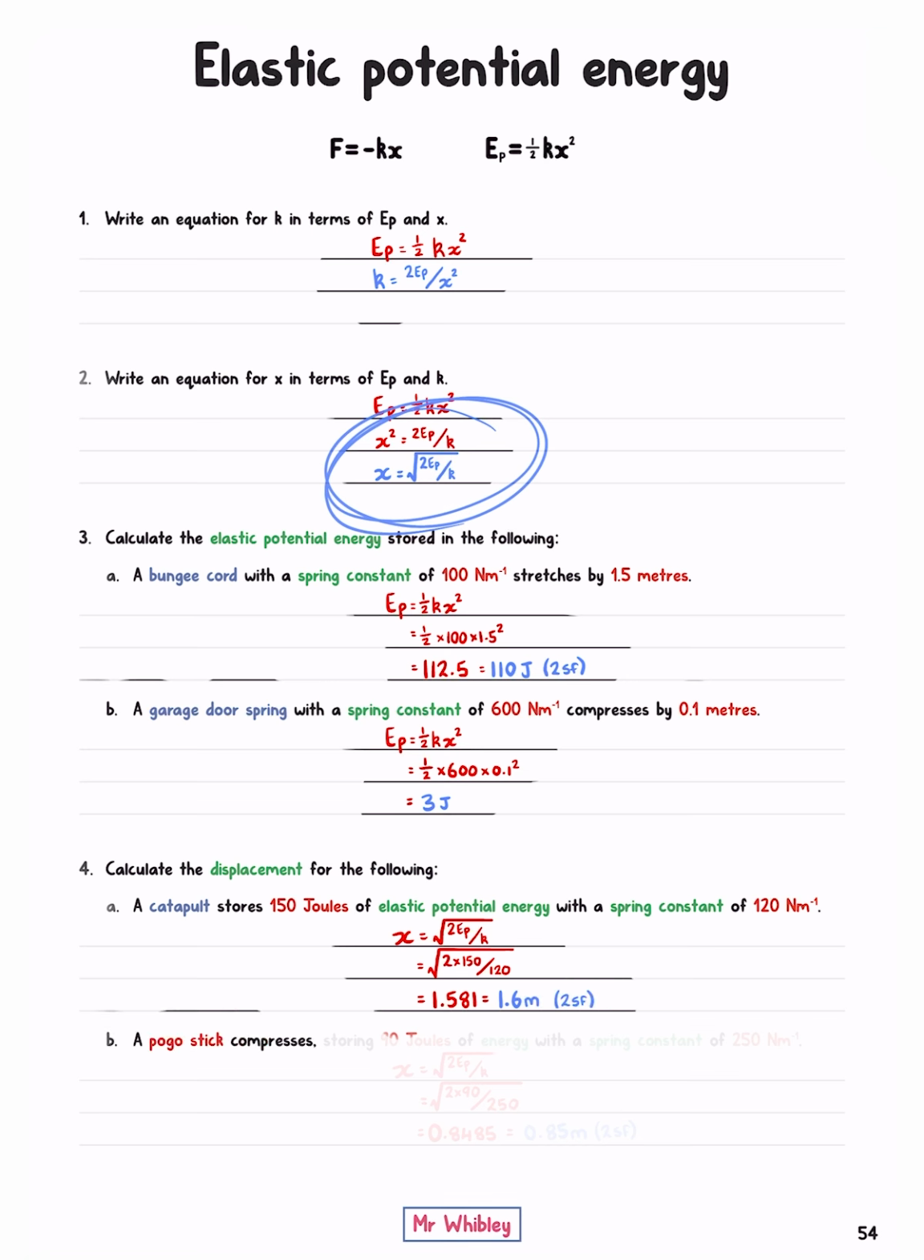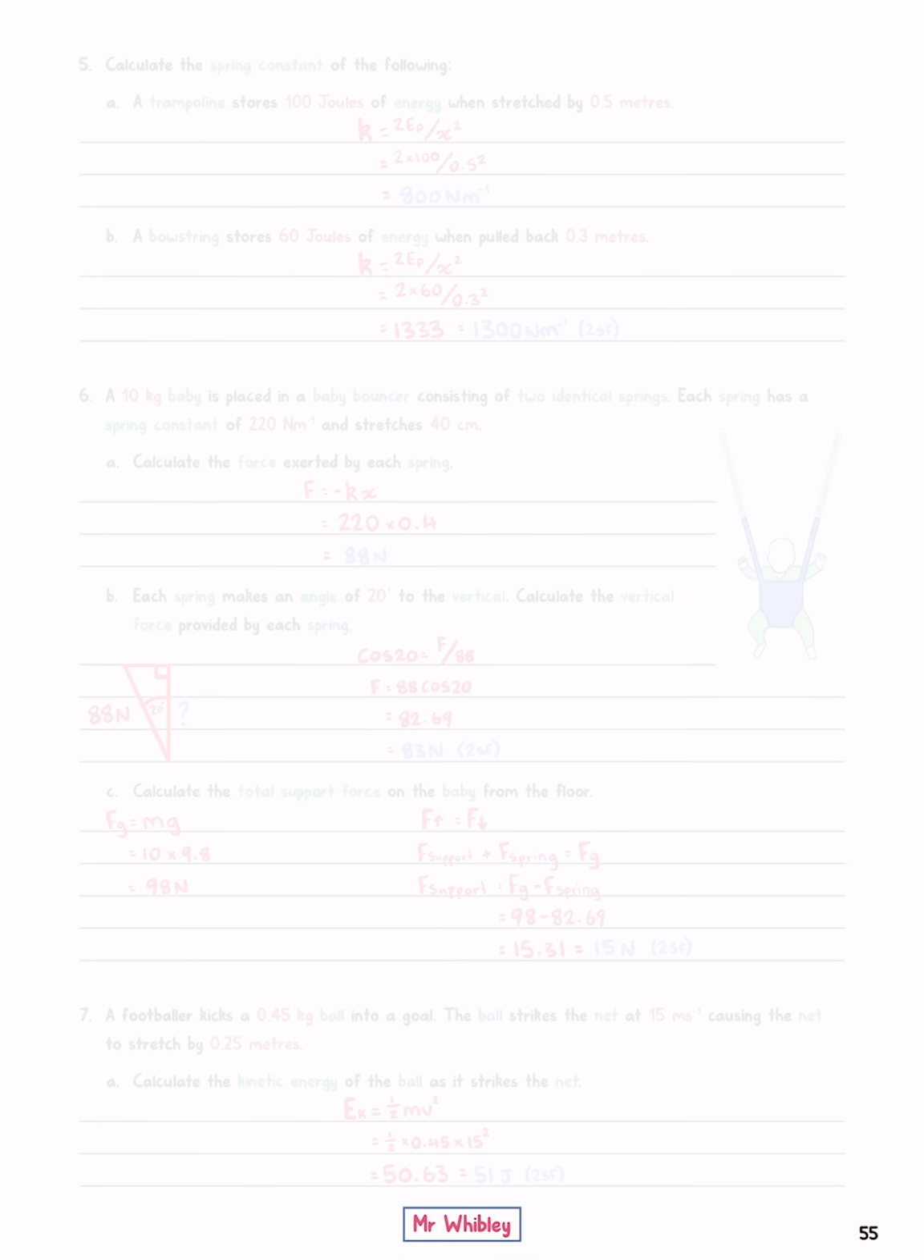A pogo stick compresses, storing 90 joules of energy with a spring constant of 250 newtons per meter. Once again, starting with our solved X equation, we know both the EP and the K, which gives me 0.8485 or 0.85 meters to two significant figures. Question 5. Calculate the spring constant of the following.